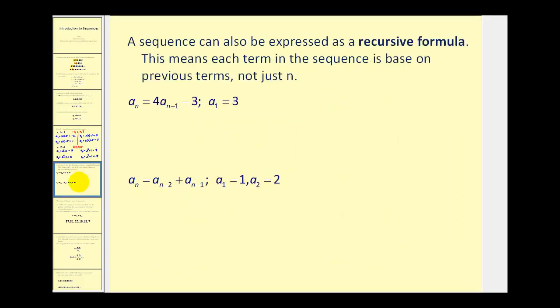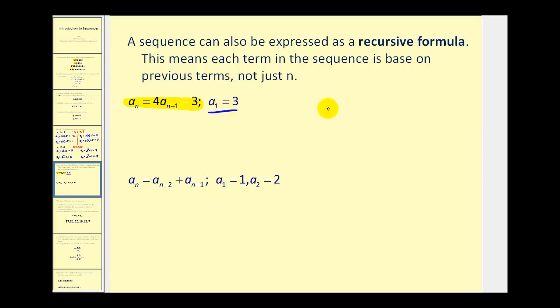Another way to express a sequence is by a recursive formula. And this means that each term in a sequence is based upon previous terms, not the value of n. So if you look at this formula here that generates the terms, if we want to find, let's say, a sub 3, we have to find a sub 3 minus 1, or a sub 2. So a sub 3 is based upon the value of a sub 2. If we wanted a sub 5, then this would be a sub 5 minus 1, or a sub 4. The fifth term is based upon the value of the fourth term. So notice that they give us some extra information here to get us started. We know that a sub 1 is equal to 3.